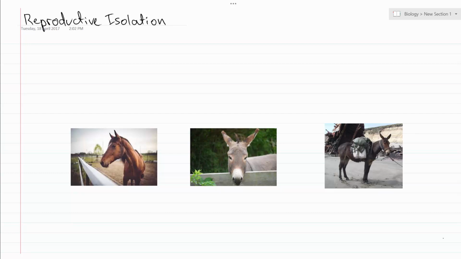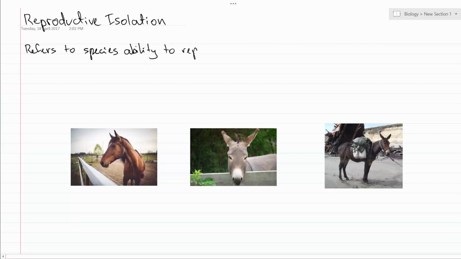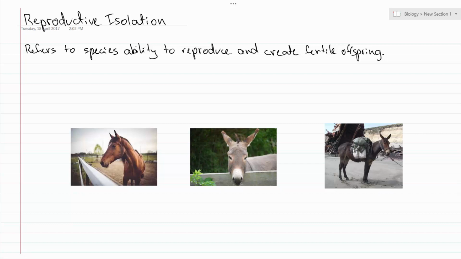Reproductive isolation is probably the most important way we can determine whether individuals are members of the same species or not. If individuals are reproductively isolated, then we can determine that they are separate species. Reproductive isolation refers to a species' ability to reproduce and, importantly, create fertile offspring. So we'll talk a bit more about that shortly. If we've got two individuals from two different species, they should not be able to reproduce and create fertile offspring. So we say that means they're reproductively isolated, and that's an indication that they are separate species.